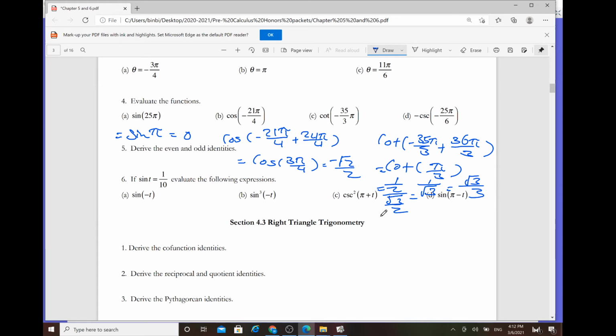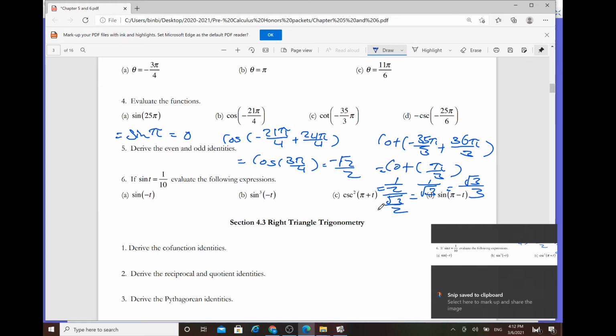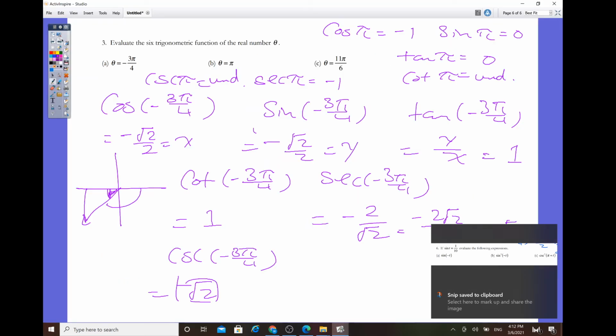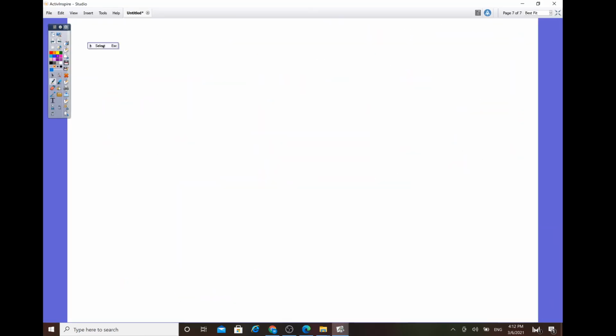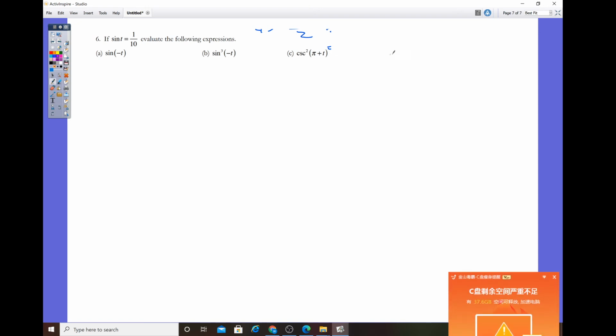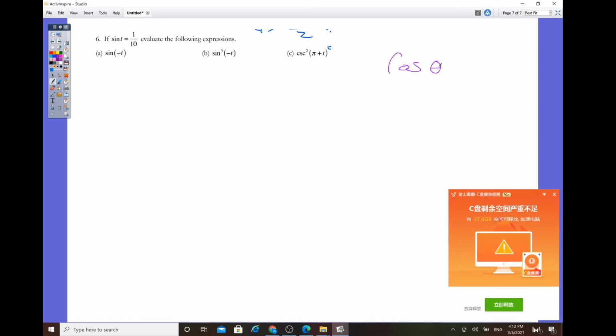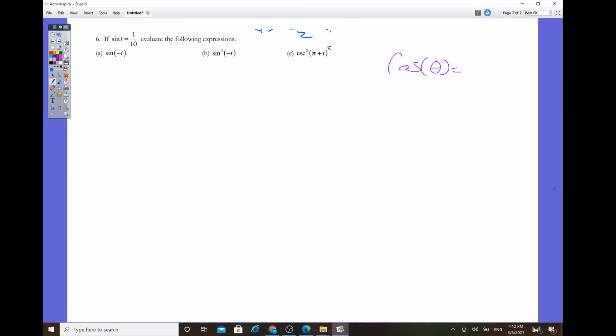So given that sine of t is 1/10, evaluate the following expression. Okay, let's put it right here. So sine of negative t. So this one is just the odd-even function property. So one thing that we notice, cosine of theta is the same as cosine of negative theta. And then for secant, similar, even function property. So secant of negative theta.